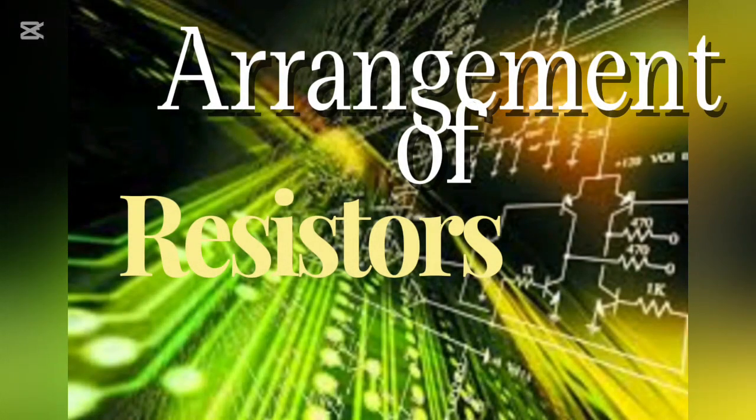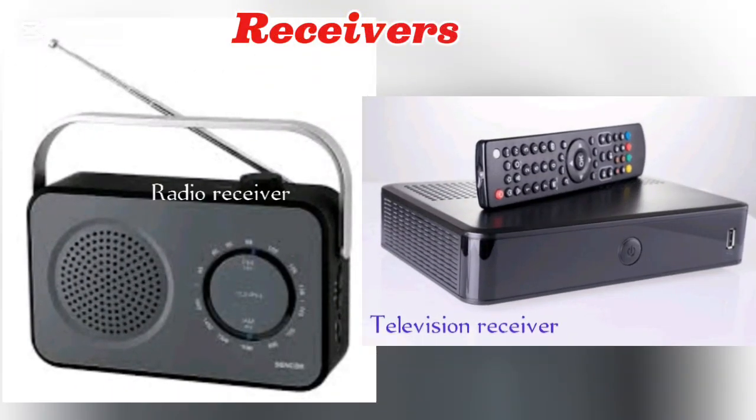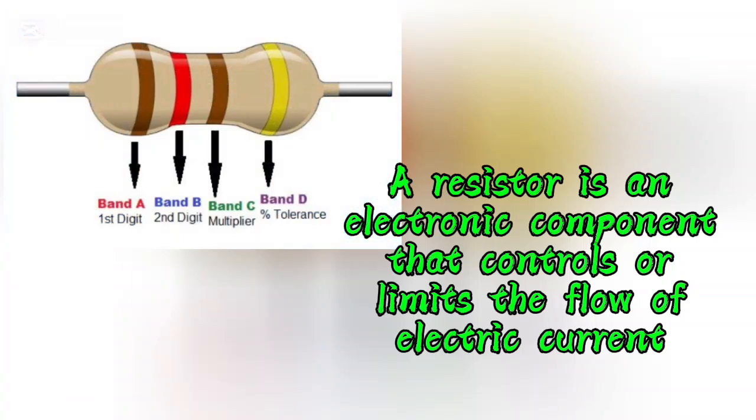Our topic today is arrangement of resistors. Radio and television receivers contain a large number of resistors in their electric circuit. A resistor is an electronic component that controls or limits the flow of electric current.